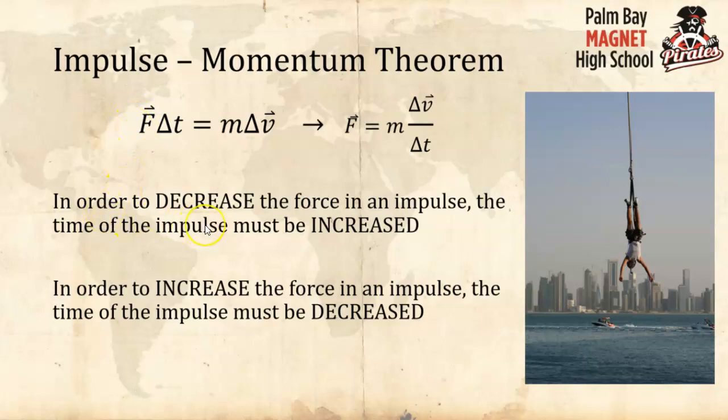So if you want to decrease the force in an impulse, you need to increase the amount of time that the impulse happens over. So again, I'm not talking about the time in the air or anything about that. I'm talking about the time from when the bungee first gets tight to when you finally fully stretched and you've stopped. You want that to be as big as possible. If you want to go the other way, you want to make it as small as possible.